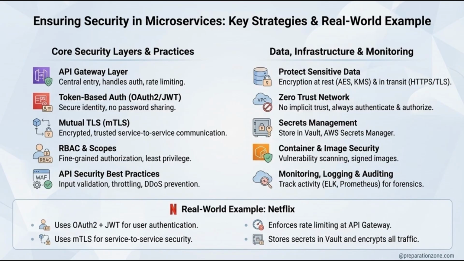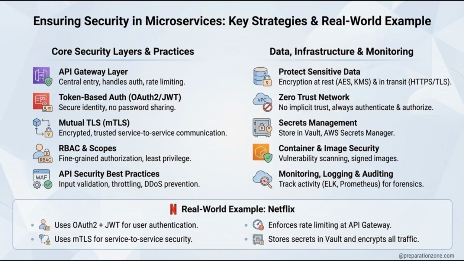Our system follows a zero trust model. No service is automatically trusted, and every request must authenticate and authorize itself. Secrets like credentials are never hard-coded. They are centrally stored and rotated using tools like Vault, AWS Secrets Manager, or Kubernetes Secrets. For container security, we scan images for vulnerabilities, use minimal and signed images, and enforce restricted permissions. Finally, monitoring, logging, and auditing with ELK, Prometheus, and Grafana help us detect anomalies early and investigate incidents effectively.